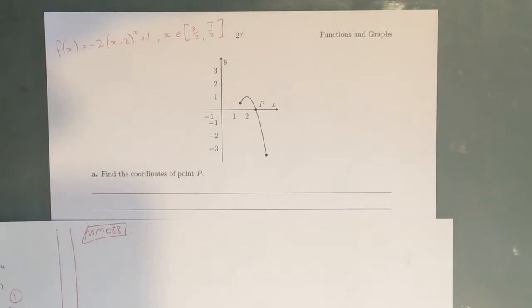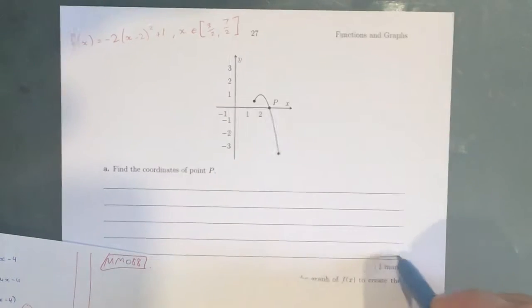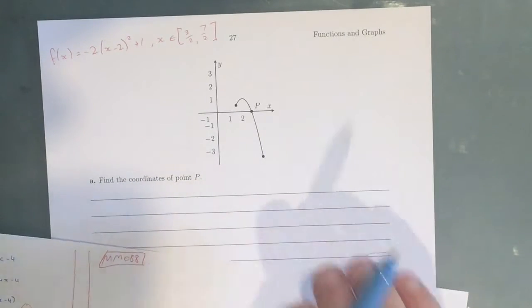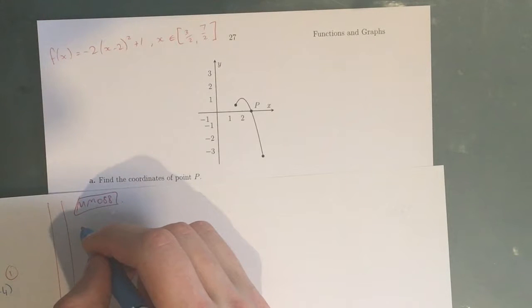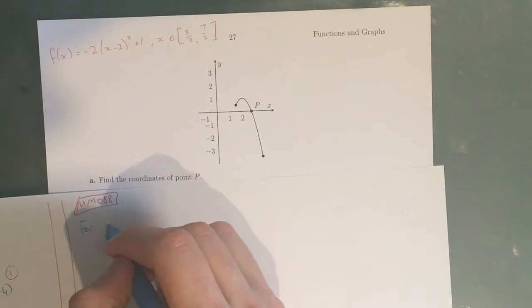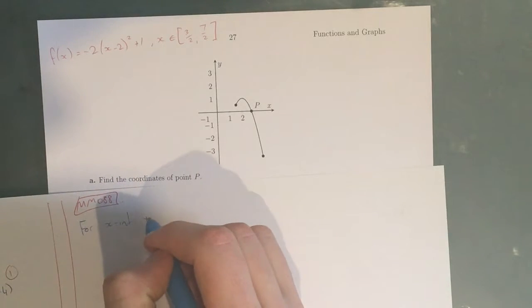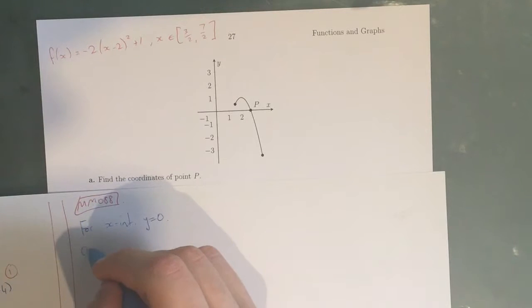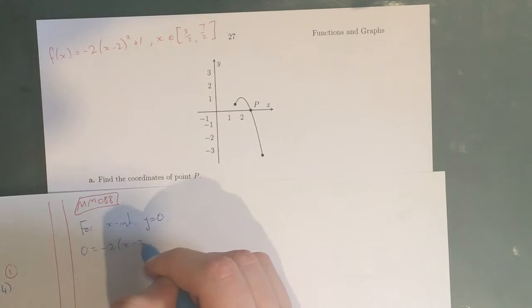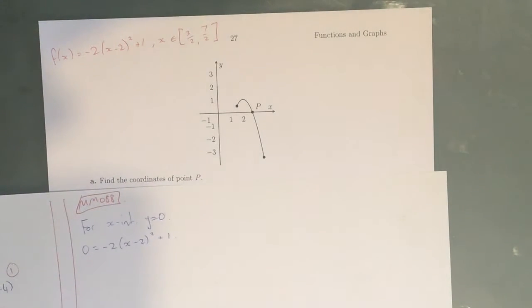So as the question said, the graph intersects the x-axis at point P. So point P is simply an x-intercept. It's a 1 mark question, so should be fairly straightforward. How do we find the x-intercept? We let y equals 0. So for the x-intercept, y equals 0, which means that 0 equals -2 (x take 2) squared plus 1.